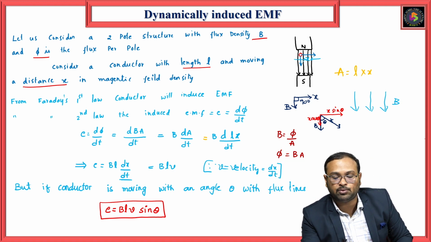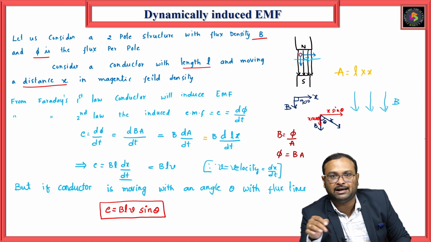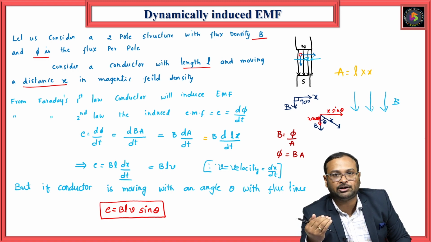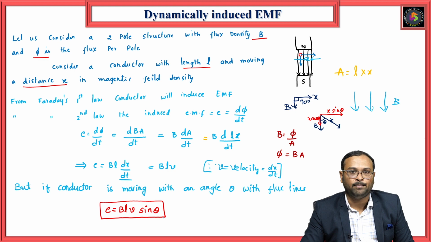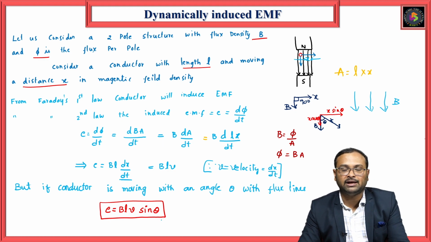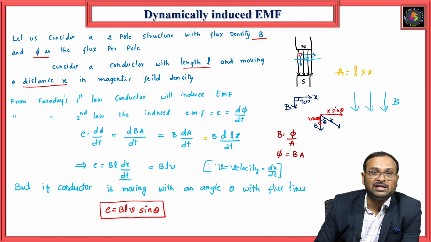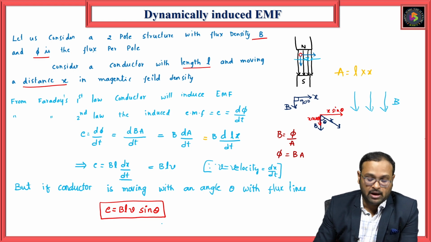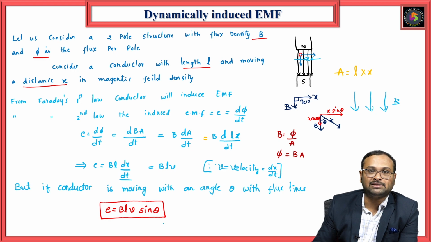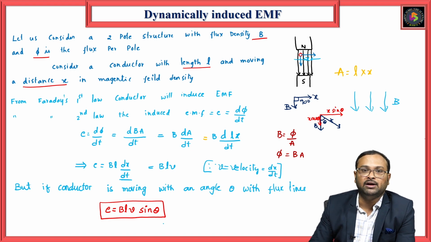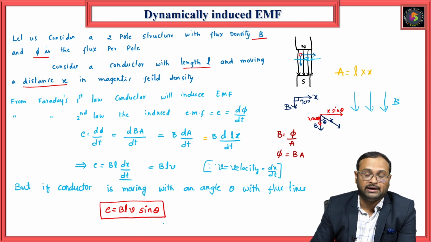But if the conductor is not moving exactly at 90 degrees, and is moving at an angle theta, we have to consider the effective part in the induced EMF equation, that is the velocity component with sin theta. If we substitute that, we get E is equal to BLV sin theta. This is the dynamically induced EMF and the principle of generator action. Here we get a doubt: we know the magnitude of the EMF when the conductor is moving in a magnetic field, which is BLV sin theta, but how can we find the direction of current?